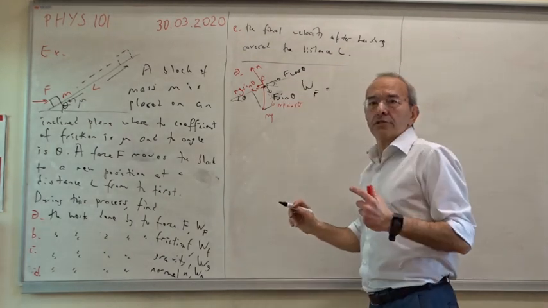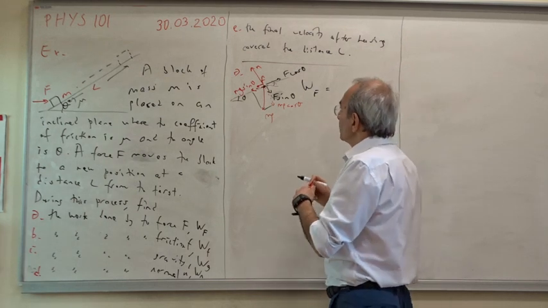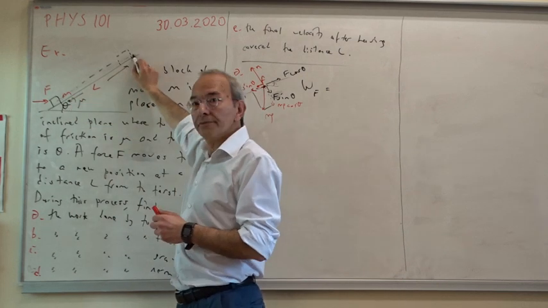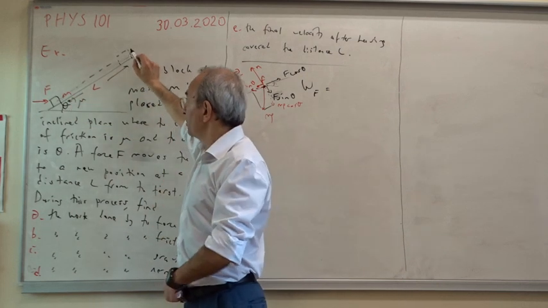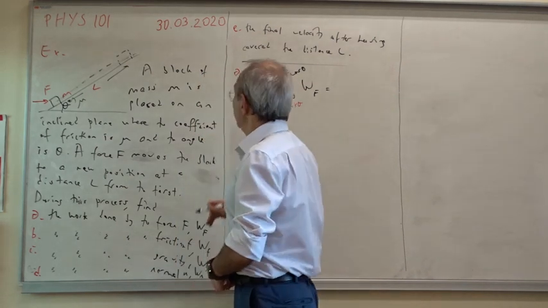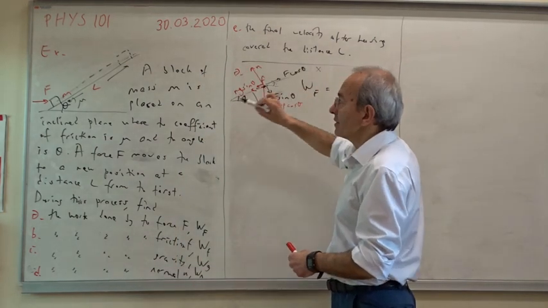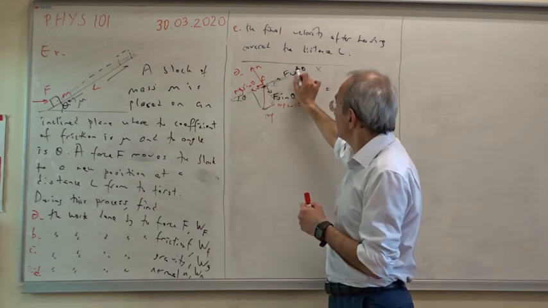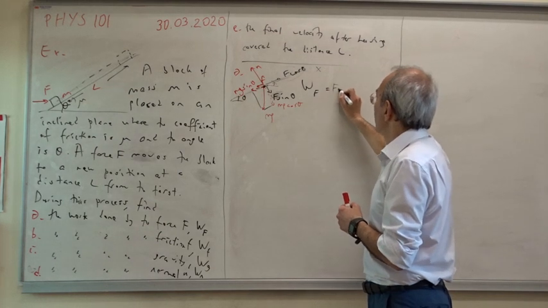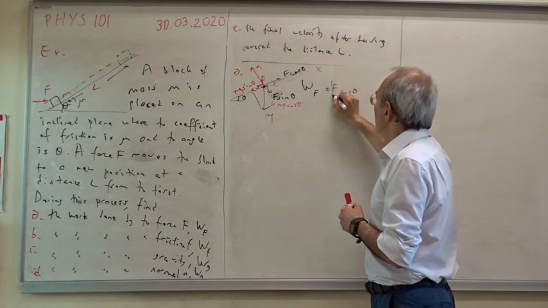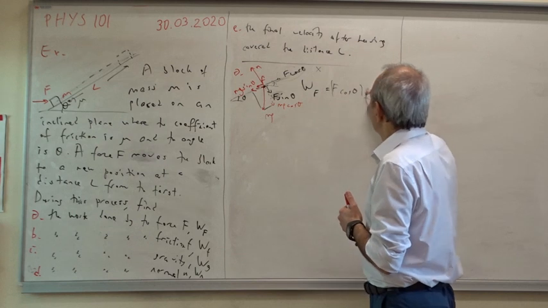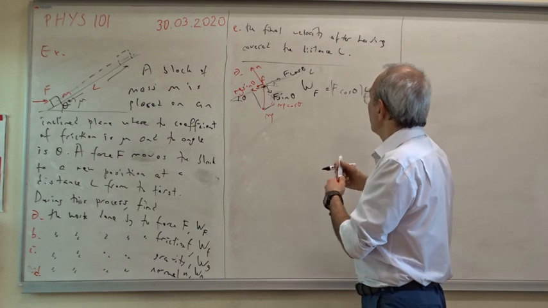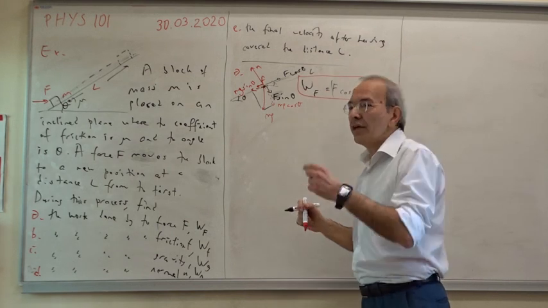F has two components. One is parallel to the surface, and this is the direction of the displacement, because displacement takes place parallel to the plane. That component of F, which is in the same sense, is just F cos theta. So the work done by F is F cos theta times this displacement L. L is already given. W F is just F cos theta times L, or FL cos theta.